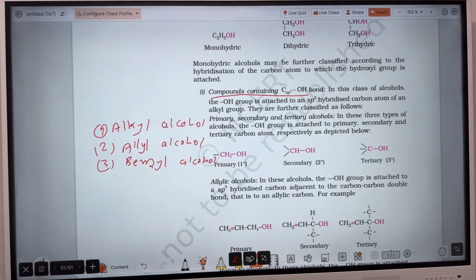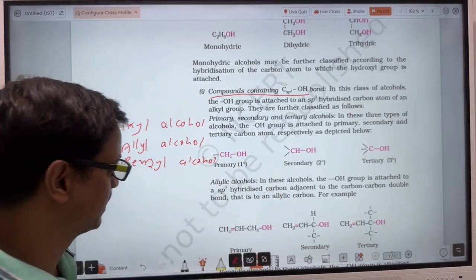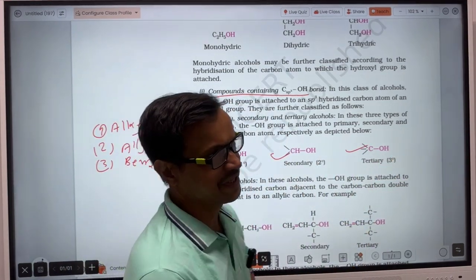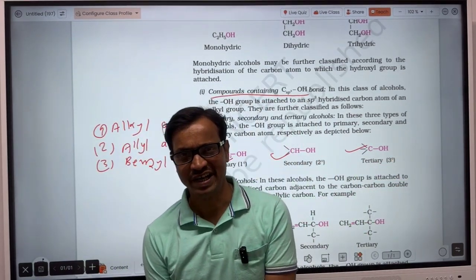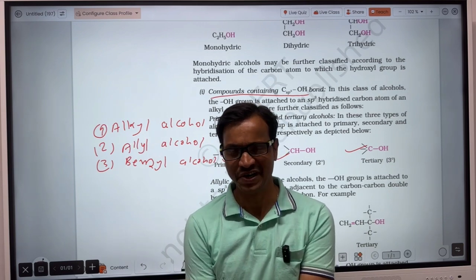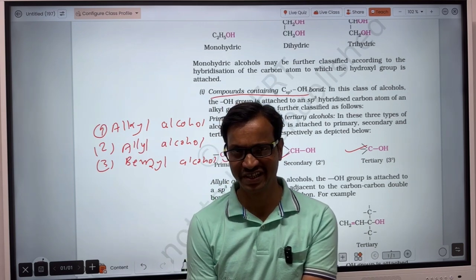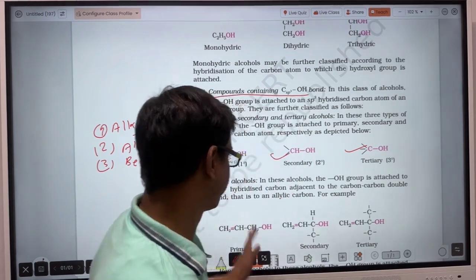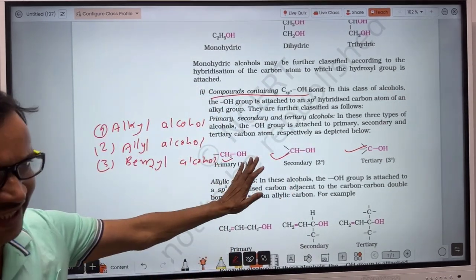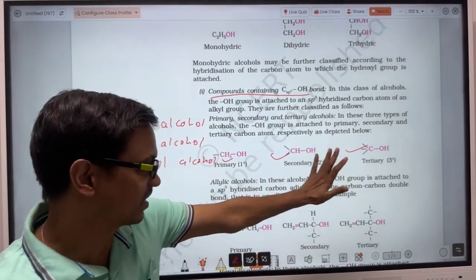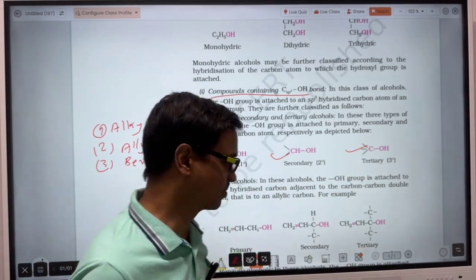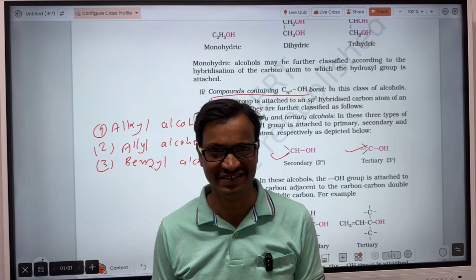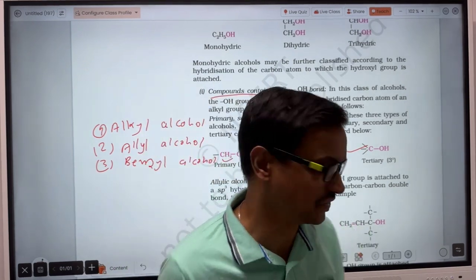Now the alkyl alcohol will be of three types: 1 degree alcohol, 2 degree alcohol and 3 degree alcohol. Based on whether the OH is bonded to a 1 degree, 2 degree or 3 degree carbon, the alcohol is classified as primary or 1 degree, secondary or 2 degree, tertiary or 3 degree alcohol. You are acquainted with that; it is not new for you.